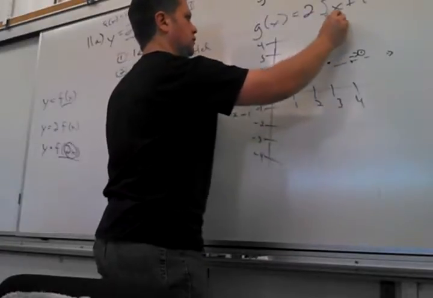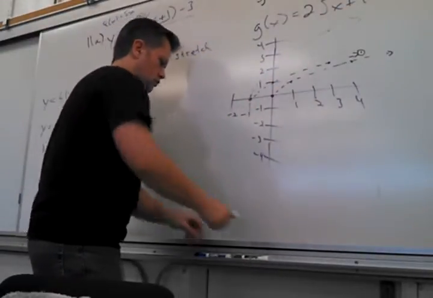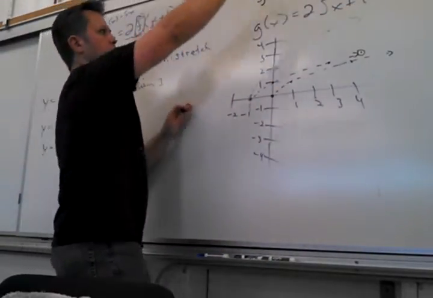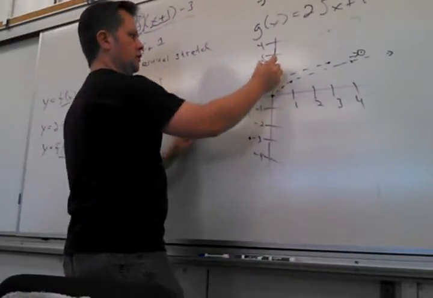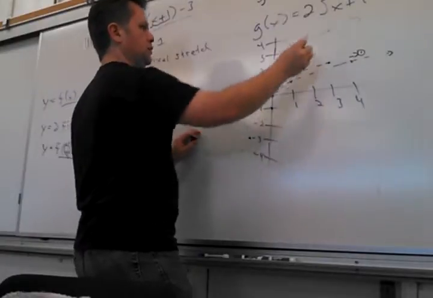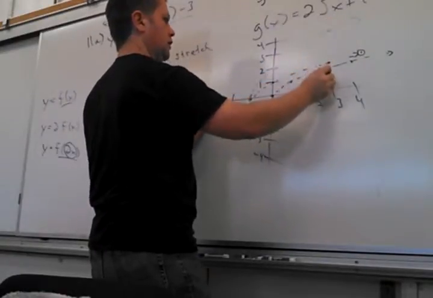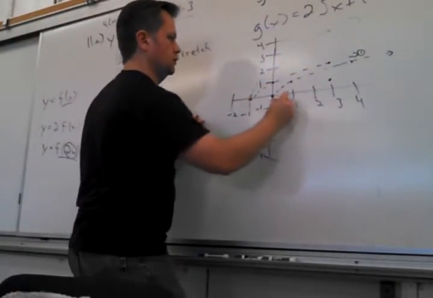And then what's the last one? Down 3. Back to black here. So down 3. Everything goes 1, 2, 3 down, pop. 1, 2, 3 down, pop. 1, 2, 3 down, pop. And that's where it is.